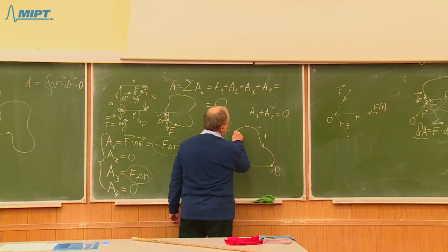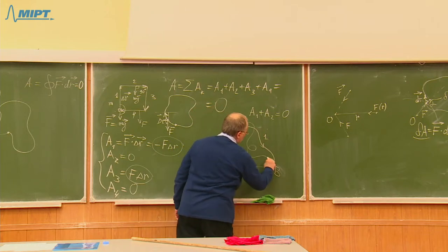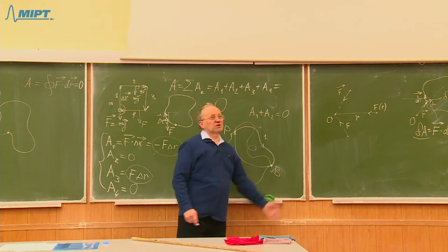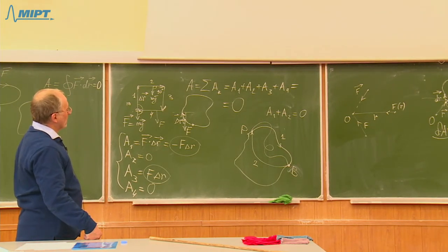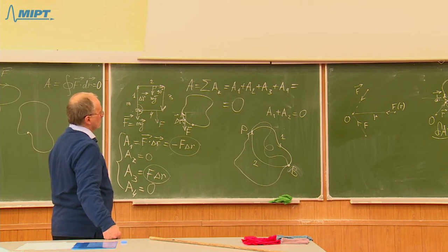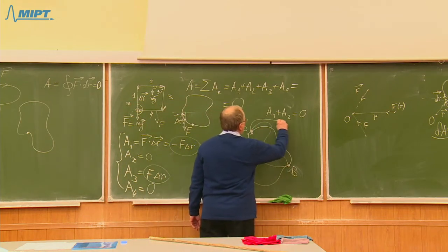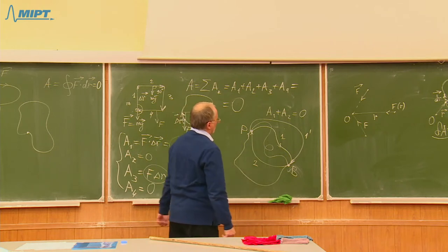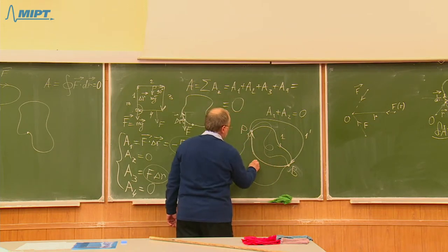The particle could have chosen another trajectory. For example, we could move the particle along some other trajectory like this one, and then any other trajectory backward. For any two trajectories, the total work will be zero. Now let's choose some other trajectory from this point here, and I will call it not one, but one prime. And the back way will be the same, like section two.